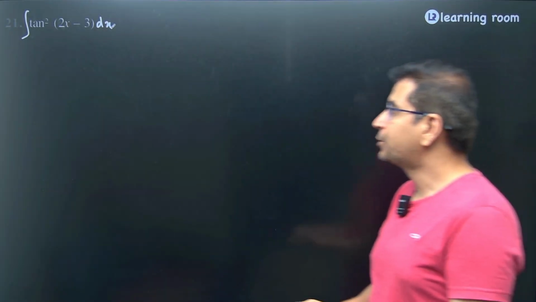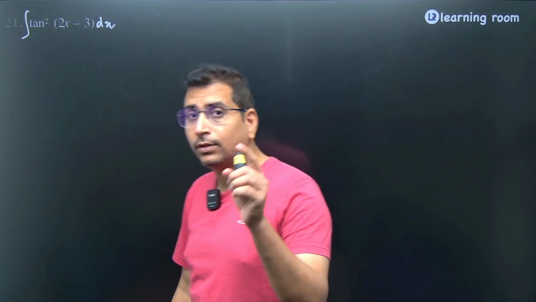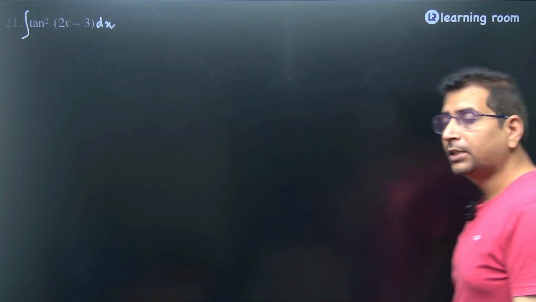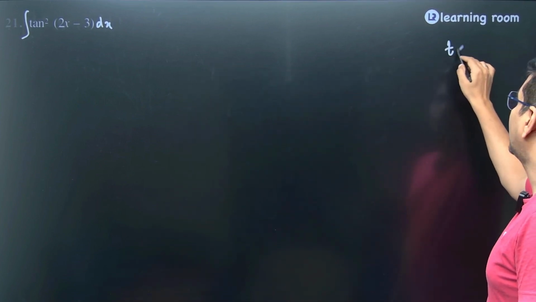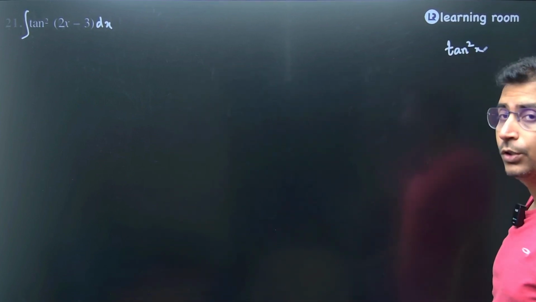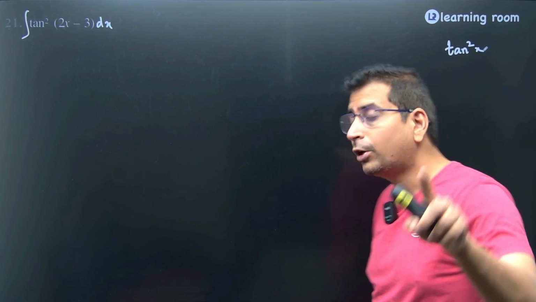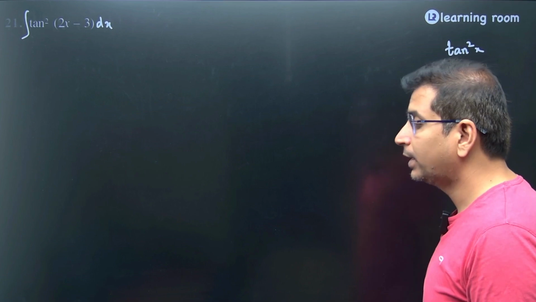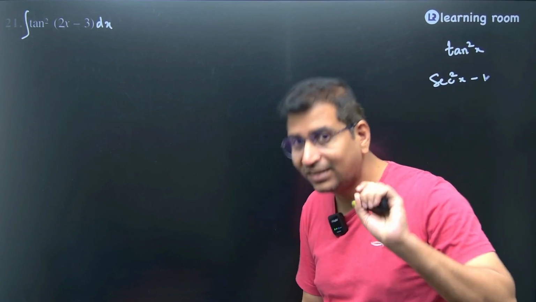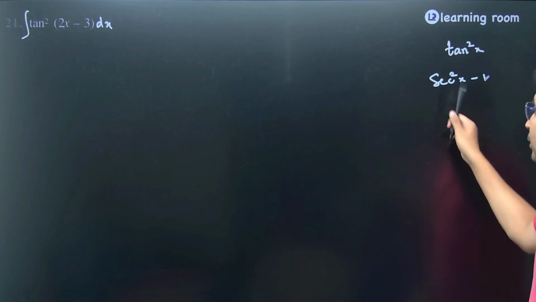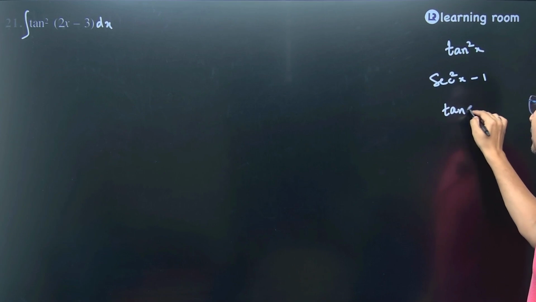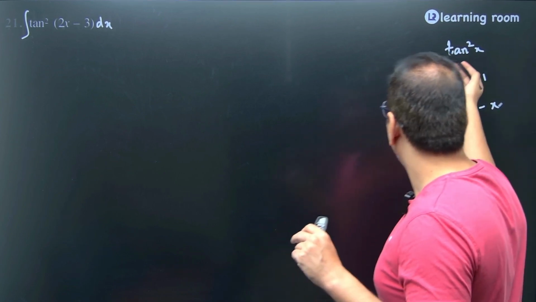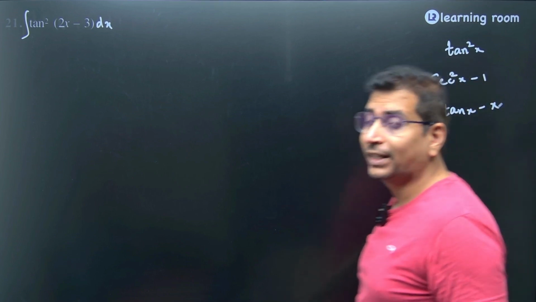Now the 21st question is integral of tan square of 2x minus 3 times dx. Remember, the idea here is whenever you have integral of tan square x, we don't have a direct formula. The only option is to convert tan square x and write it in terms of secant square x minus 1. Reason being, we know the integral of secant square x is tan x and we know the integral of 1 is x. So, whenever you do integral of tan square x, actually you will get tan x minus x.